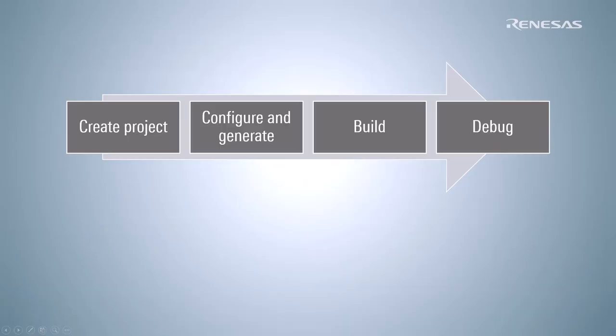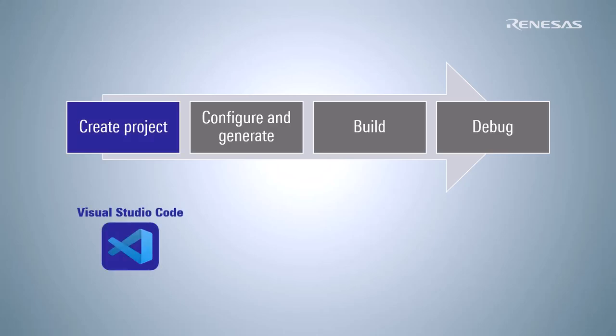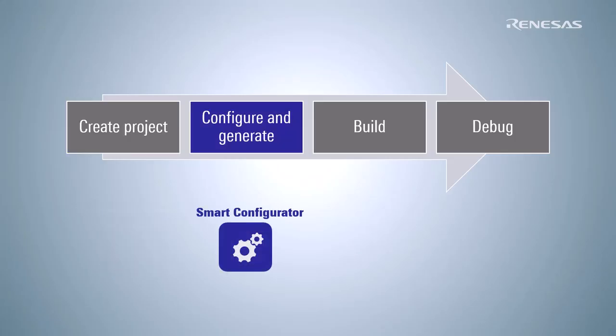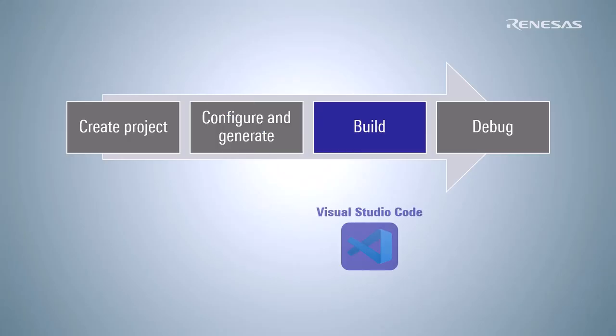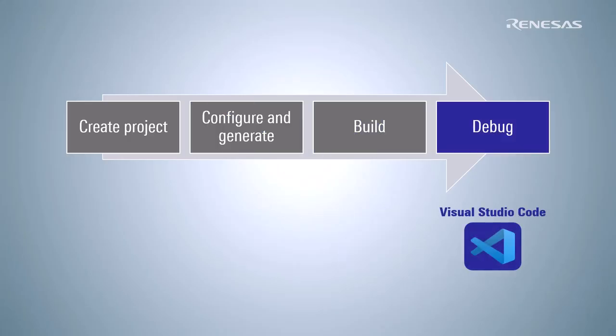The main part of this video can be divided into 4 sections. How to create a Smart Configurator project in Visual Studio Code. How to configure the project and generate source and project files. How to build the project, and finally, how to debug the project.